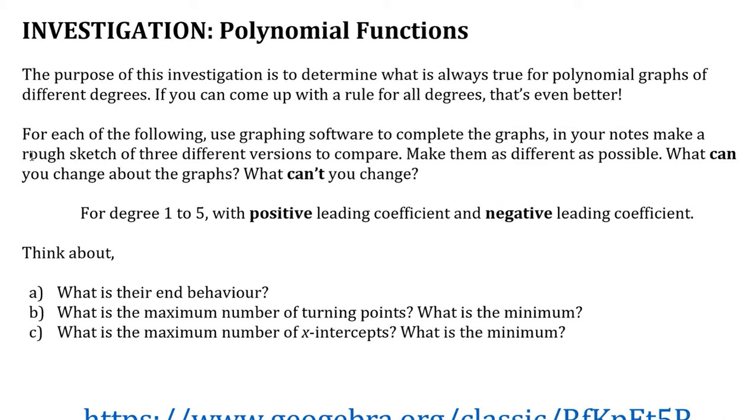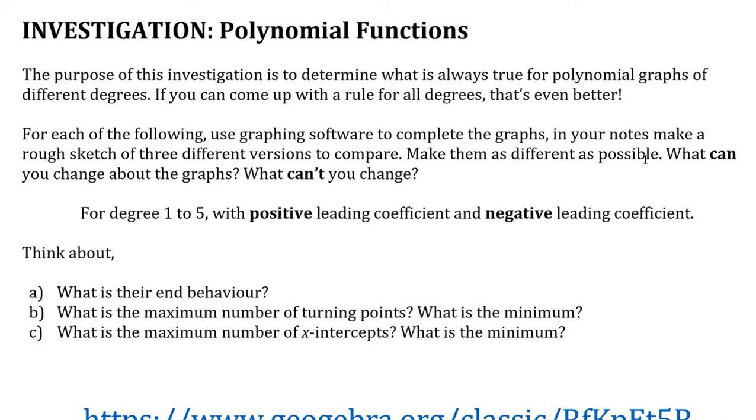In your notes, make a rough sketch of 3 different versions to compare. Rough sketch, okay? It doesn't have to look nice. And even if you don't do the sketches, it's not a problem. If you can get an idea just by looking at the software of what's going on, that's fine. But once you get 3 different ones, maybe you sketch them and then you can remember, oh yeah, they can look like this or they can look like that. You're going to use the applet in the link to make them look as different as possible. And in some cases, that's not going to be very different.